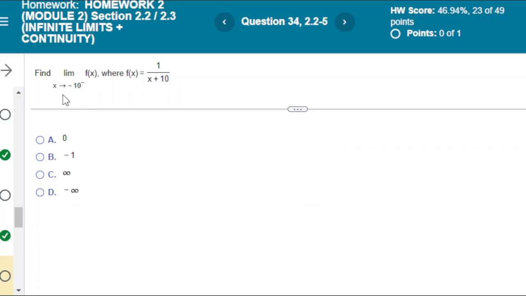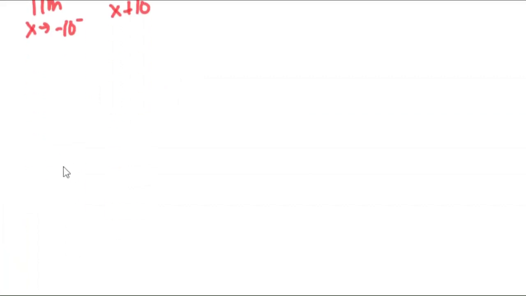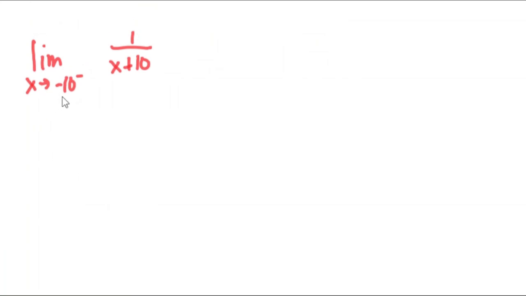All right, here we have the limit as x approaches -10 from the left of this function 1 over x plus 10. So what is that limit? Now notice if we just plug in -10 here, we get 1 over 0, which is kind of like infinity, right? But it's undefined. So what is the limit as x approaches -10 from the left?